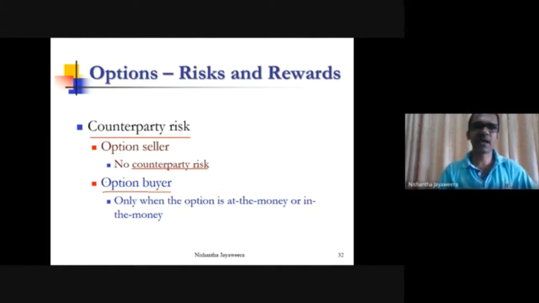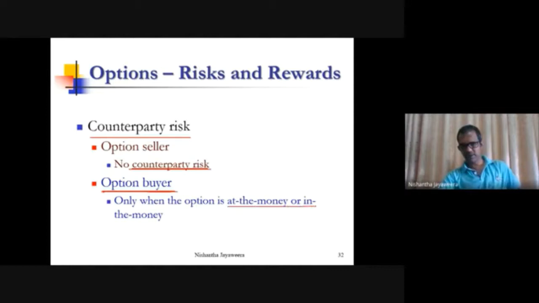So therefore, the option buyer takes the counterparty risk, whereas the option seller does not take any counterparty risk. We'll come to what it means to be at the money or in the money. So indeed, the option buyer mostly faces the counterparty risk when your option is worthwhile to exercise. You have some positive cash flows on that.